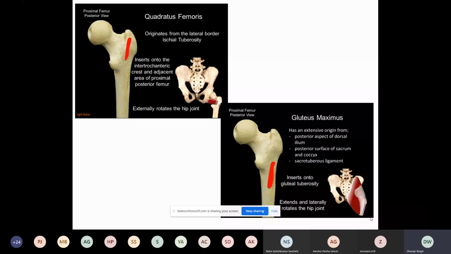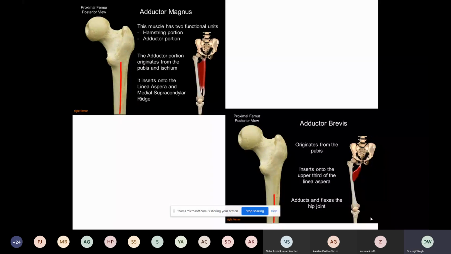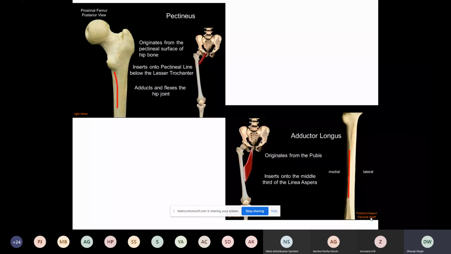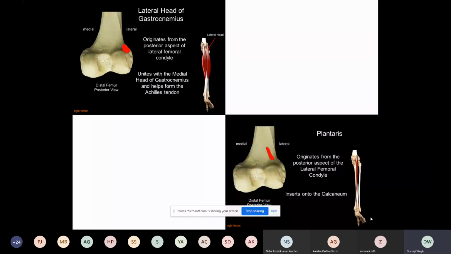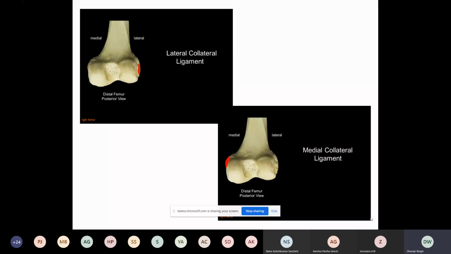Adductor magnus, especially for this adductor magnus, remember that towards the lower side there is a gap. Then short head of the biceps, medial head of the gastrocnemius, and on the popliteal fossa you can see the lateral head of the gastrocnemius towards the lateral side. Laterally there is a lateral collateral ligament, medially there is a medial collateral ligament attachment. On the inner side there is a posterior cruciate ligament and the anterior cruciate ligament attachment.